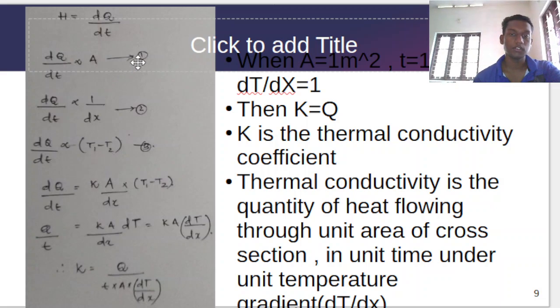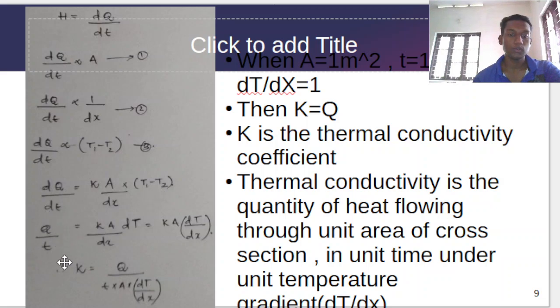We are combining equations 1, 2 and 3. We get the heat transfer will be equal to A into delta T, which is T1 minus T2, divided by dx, which is the thickness of the wall. In order to remove the proportionality, we add a constant called K. So K into A by dx into delta T, or T1 minus T2.